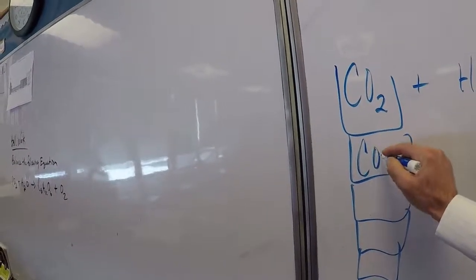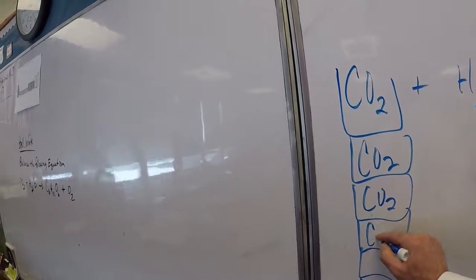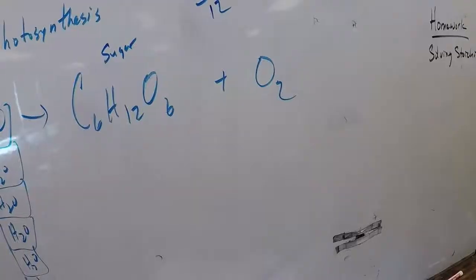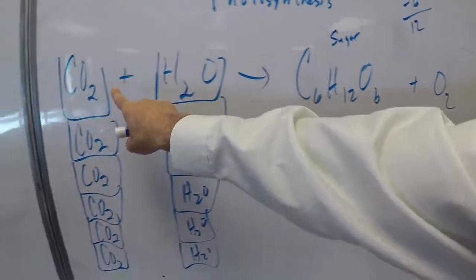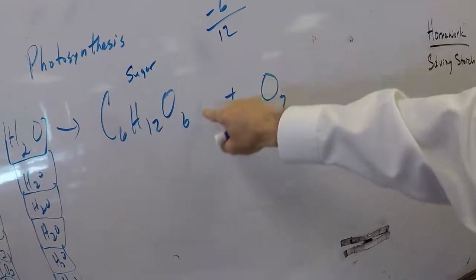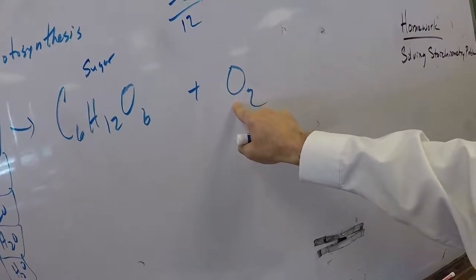So you can see I got 6 carbons now. Right, see that? So 6 times 2 is 12, plus 6 is 18. 18 minus 6 is 12. There's a 6 right there. So we have 12 over here that we need.